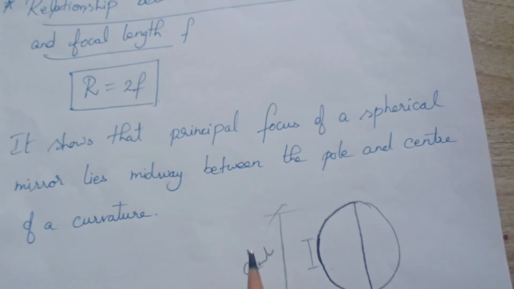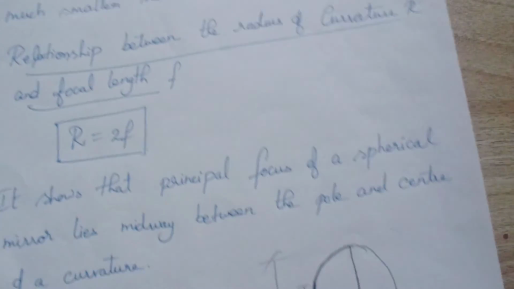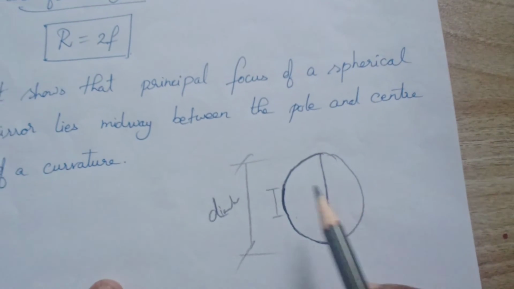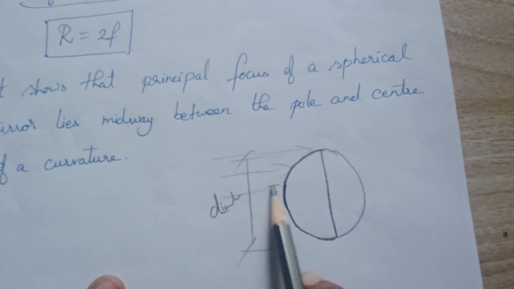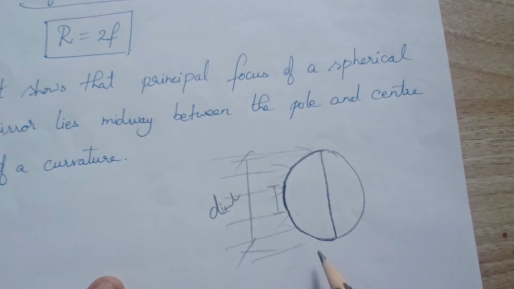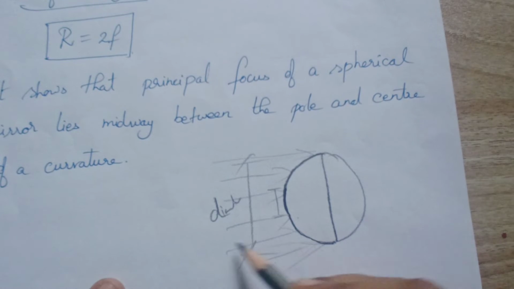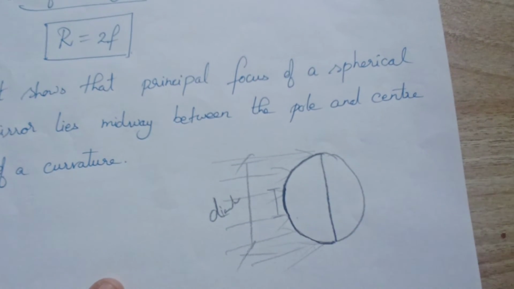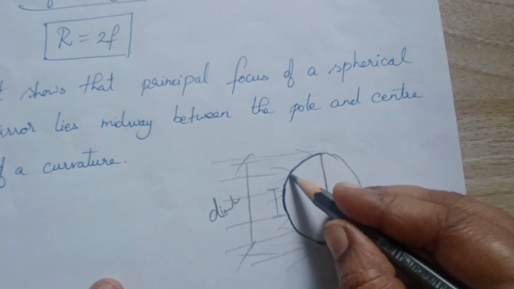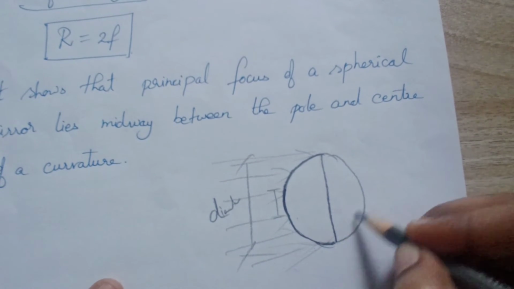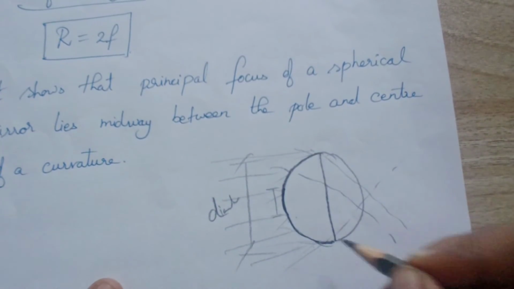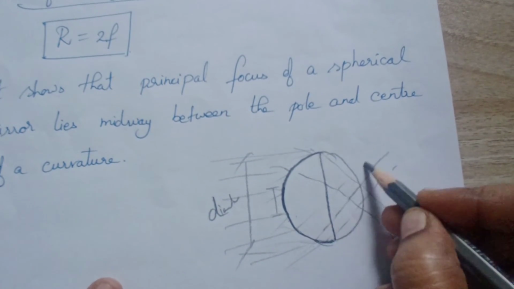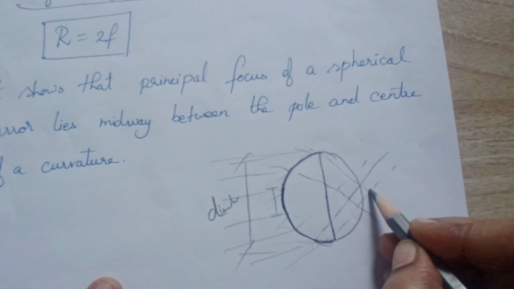Why? We will usually take a smaller aperture, much smaller than the radius of curvature. Why? If light strikes the reflecting surface, it will try to reflect back. In the case of a convex mirror, the reflected light appears to converge at some point, right? If you look at this, you will not get the focal point. It will not converge at a single point.